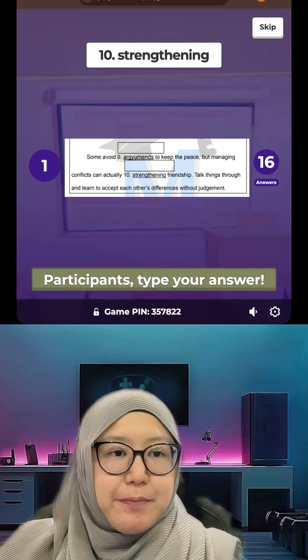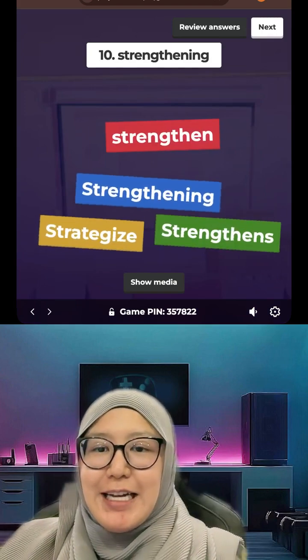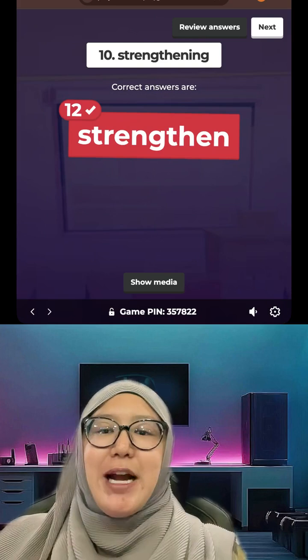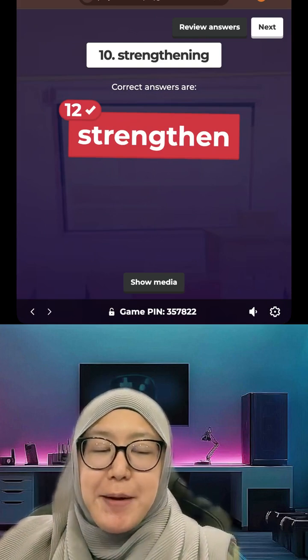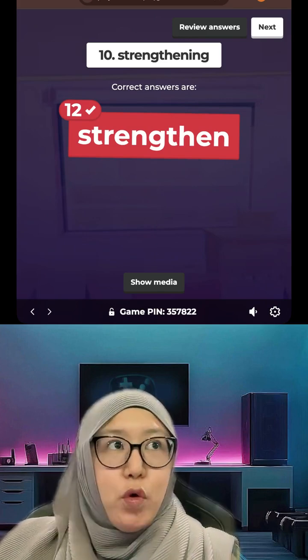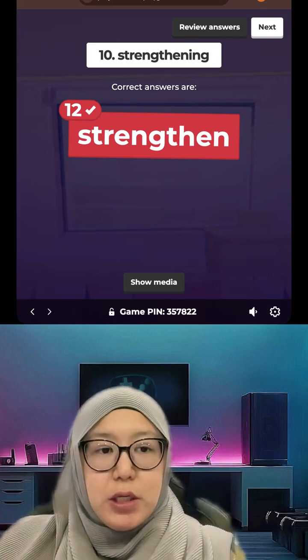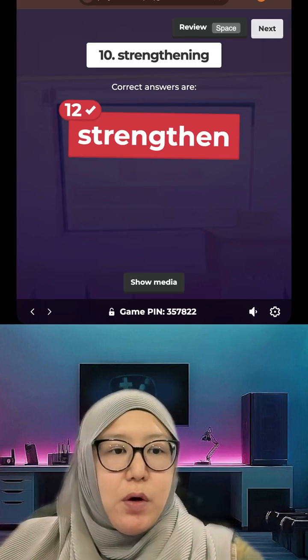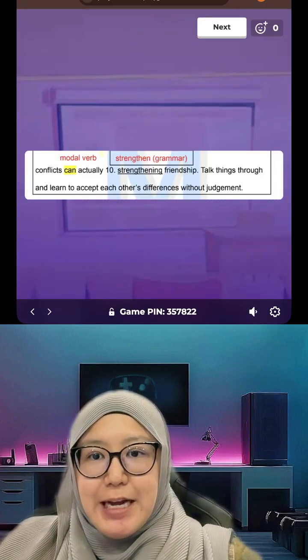Modal verb. Come on, I've already given you the tips. Strategize. No, it should be strengthen, okay? So after a modal verb, like I mentioned, examples of modal verbs are can, could, may, would, will, shall, ought to, you have to use the base form.